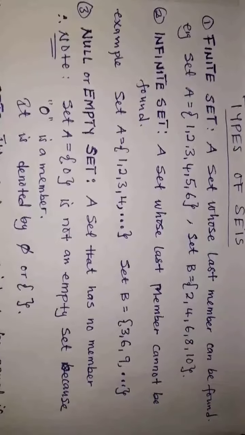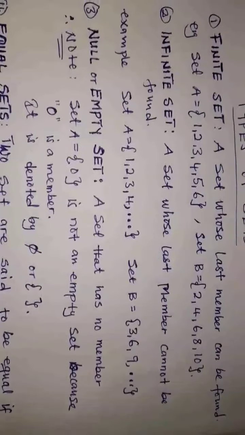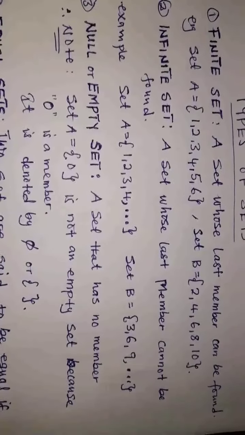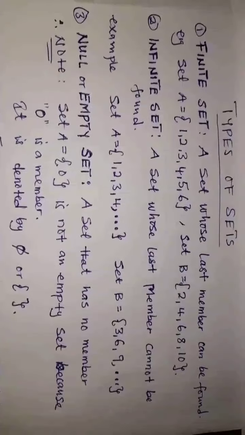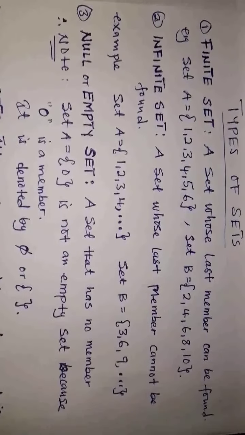Set B also is the same thing. Looking at set B, we have 3, 6, 9. After 9, we have a comma, then 3 dots. So the 3 dots are telling us it continues from 9.